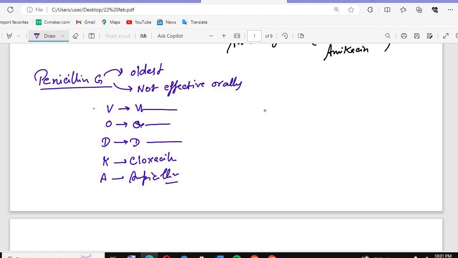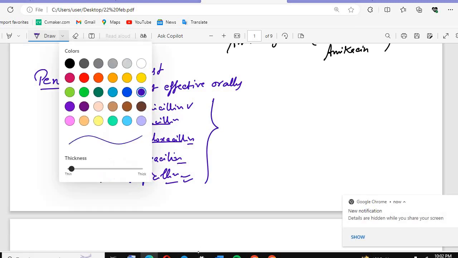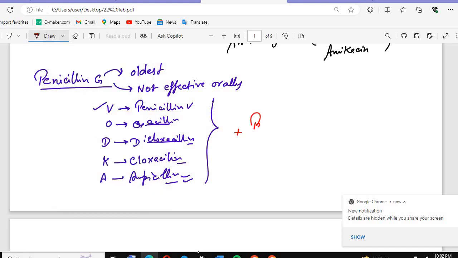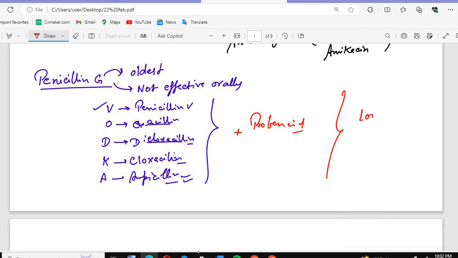Repeating it again: this is penicillin V. So we discovered the drugs penicillin V, oxacillin, then dicloxacillin, then cloxacillin, and the drug ampicillin. When we combine these drugs with probenecid, they become long-acting drugs.